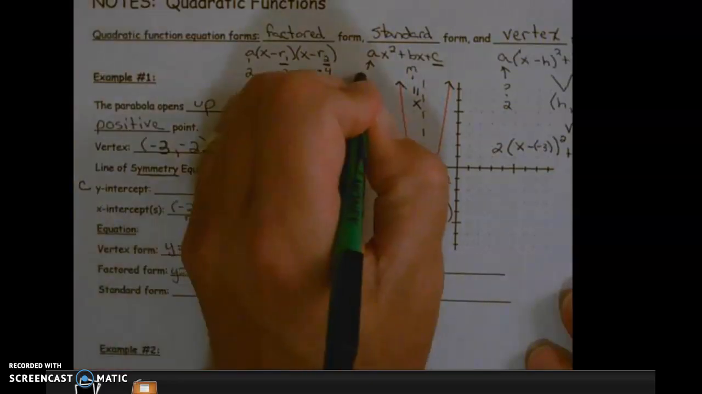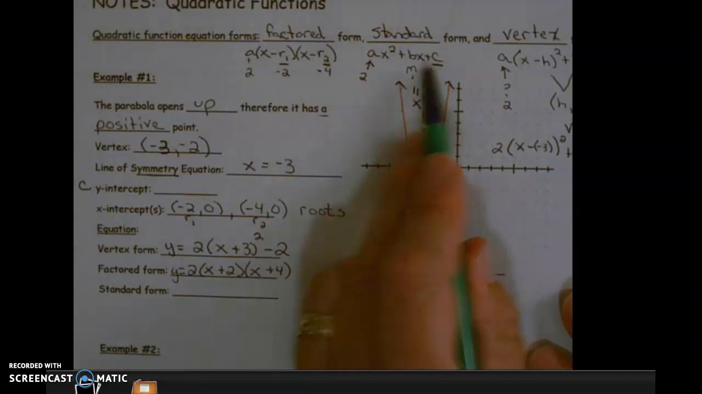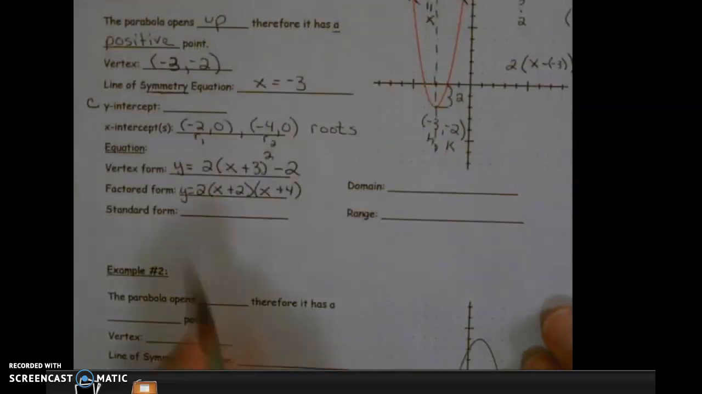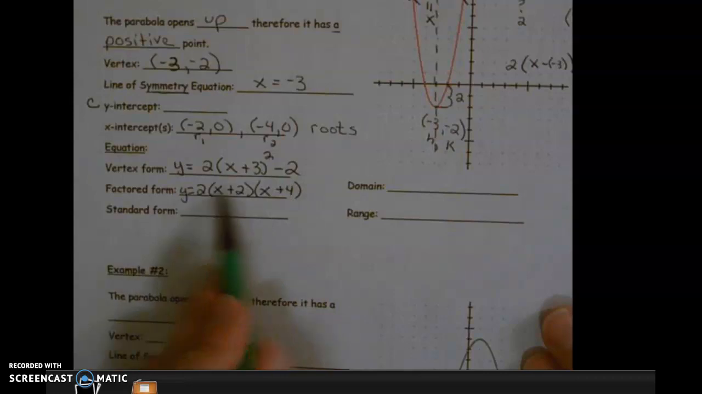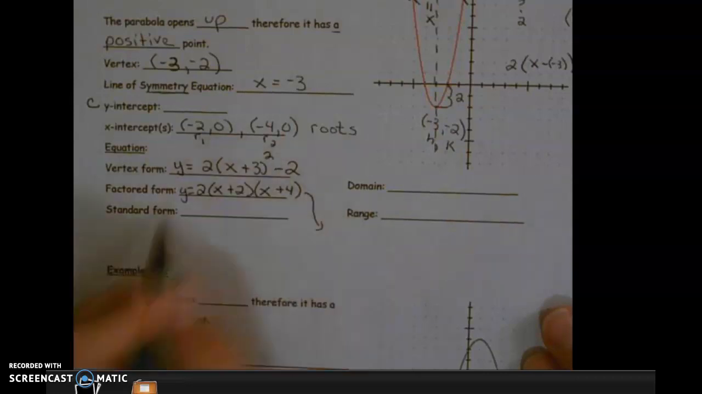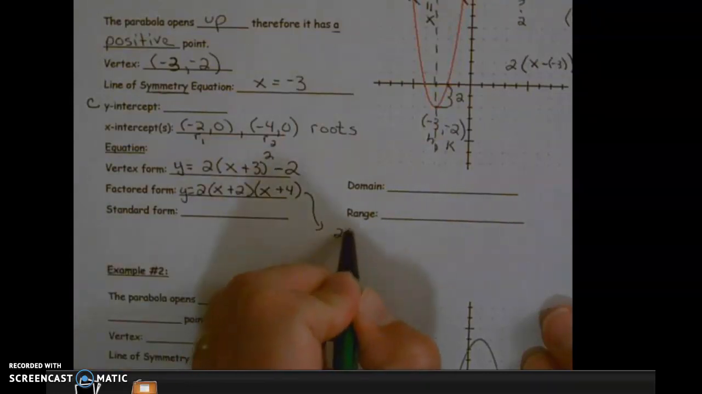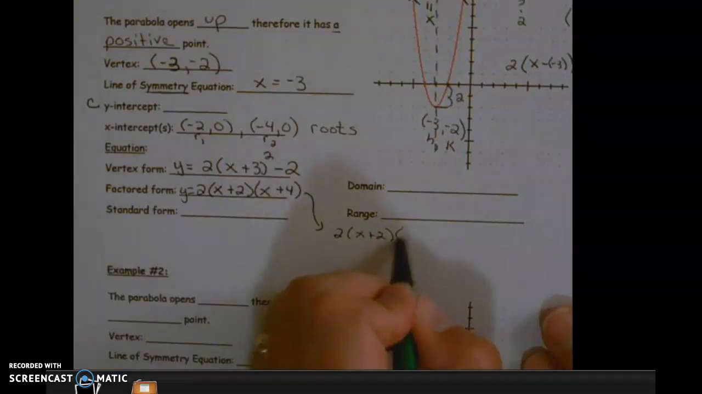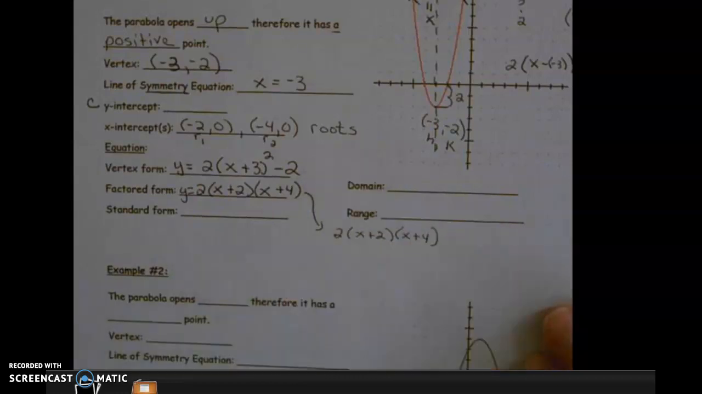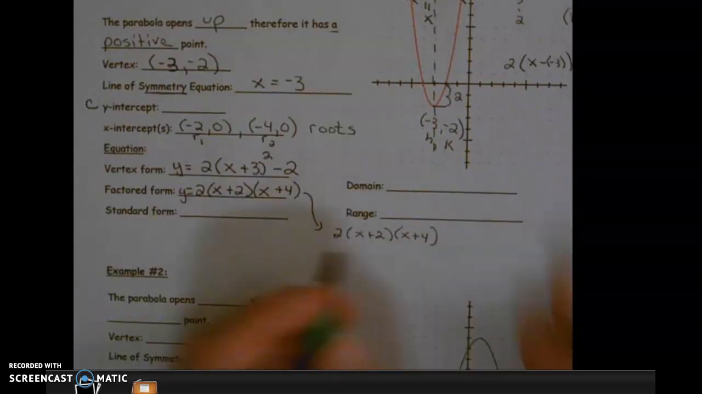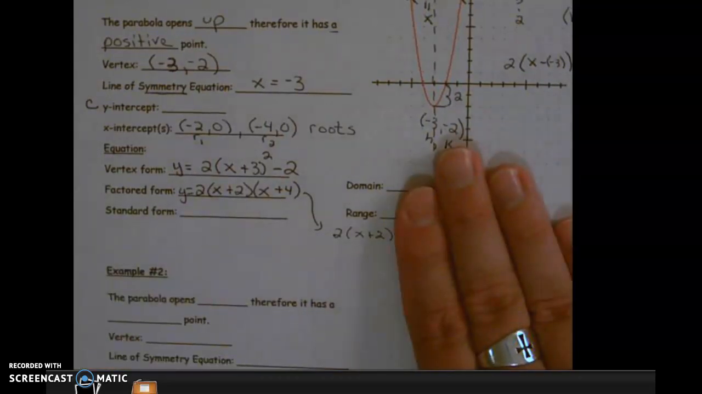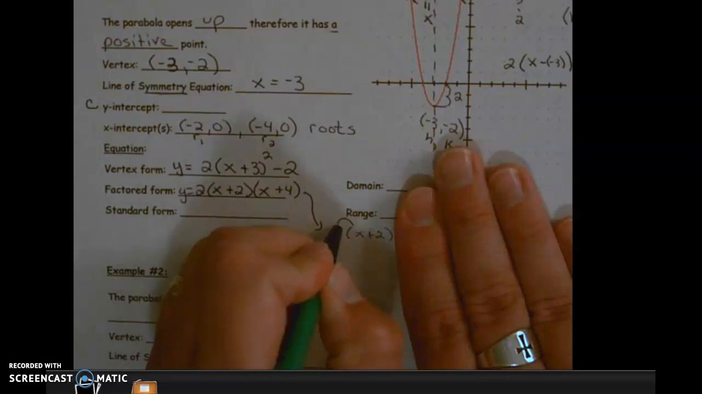A is 2. But we don't know C and we don't know B. So what we're going to have to do here is some manipulating. I'm going to manipulate this form right here: 2 times x plus 2 times x plus 4. First thing we're going to do is multiply these two together. So we're going to distribute.